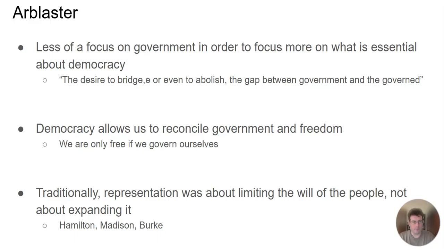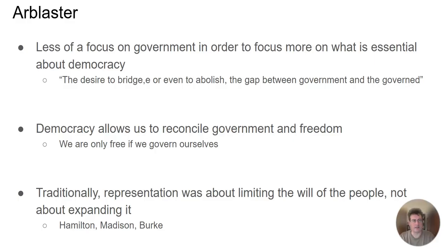Arblaster wants to focus on, I think, something that Dahl is committed to, but maybe is a little ambivalent about, right? Arblaster says he doesn't want to focus on the government, right? Which is to say, he doesn't spend too much time focusing on elected officials, the procedures by which we elect them.